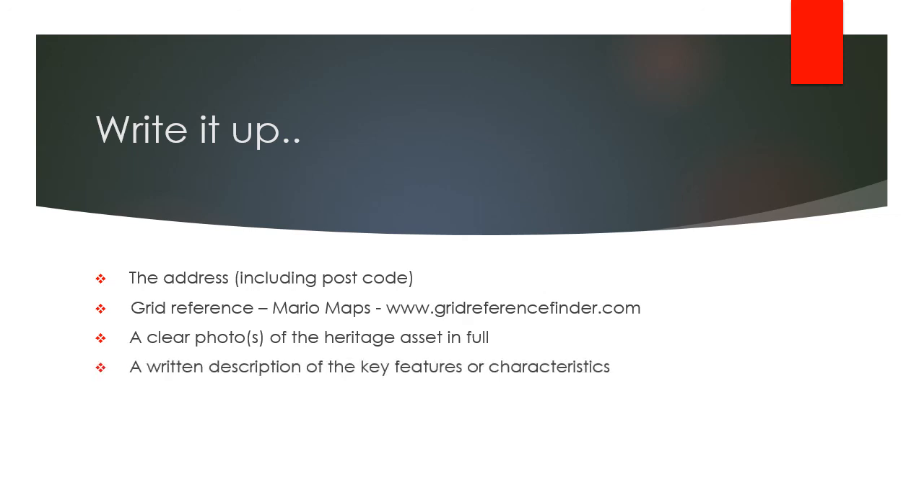A written description of the key features or characteristics, and a summary of why it should be recognised on the Lancashire Local List. The better the research to establish and outline the building's significance, the better the chance it has to be selected and added to the list. There is a training video available on the Lancashire Local List website to help you identify and understand the significance of a heritage asset.